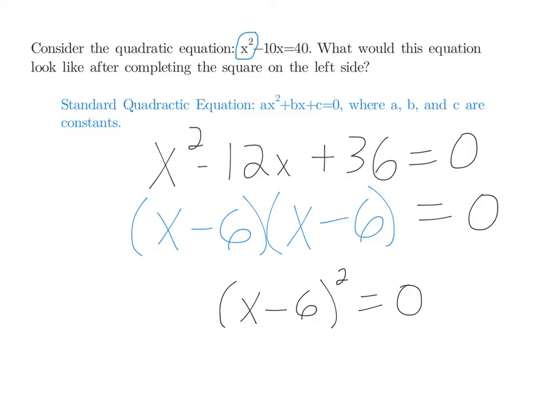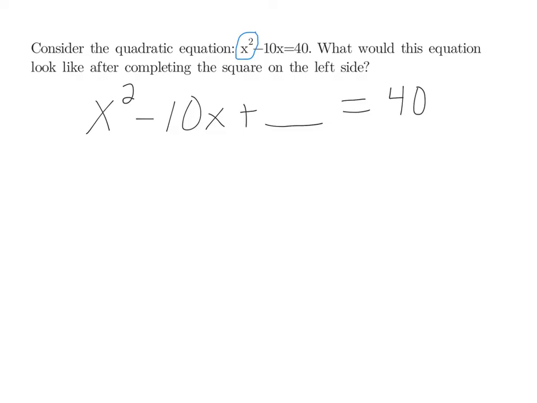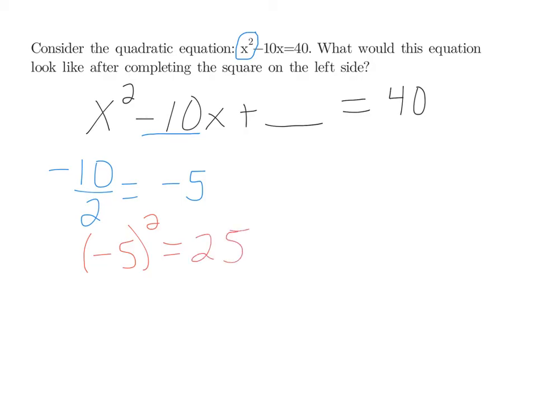Now let's see how this applies to completing the square. Your goal for completing the square is to figure out what constant goes in the blank that I gave, so that when you factor, you get two of the same factors. To do this, you need to use b, which is the coefficient of the x, and take half of it, or divide by 2. That gives you negative 5. Now you're going to take that negative 5 and square it, and that gives you a positive 25. So 25 is the number that goes in the blank.